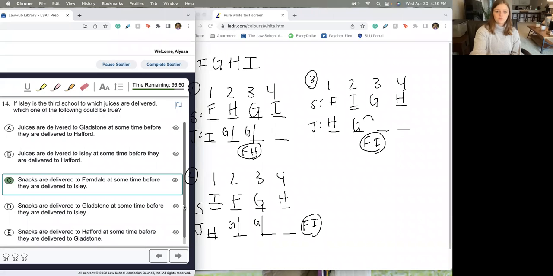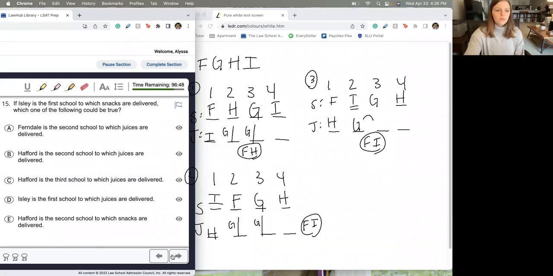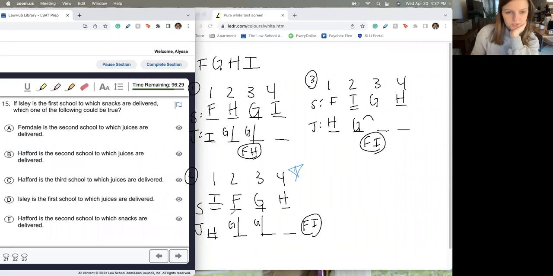Oh, okay. Our next one says, if I is the first school to which snacks are delivered, then which one of the following could be true? So I is the first school to which snacks are delivered. Where does that happen? That's my first thing I'm going to try to figure out. That happens here. I is the first one for snacks. And we're looking for something that could be true.